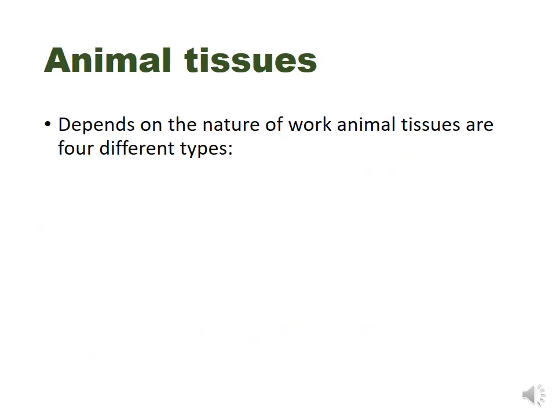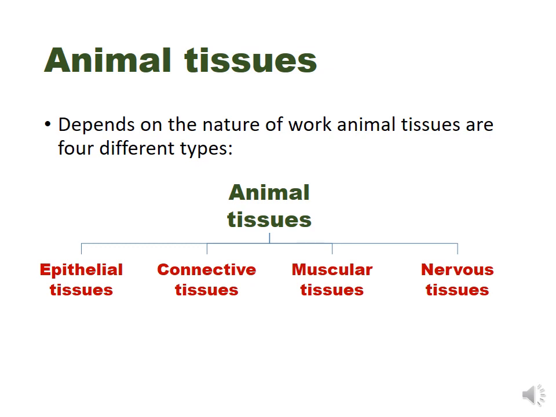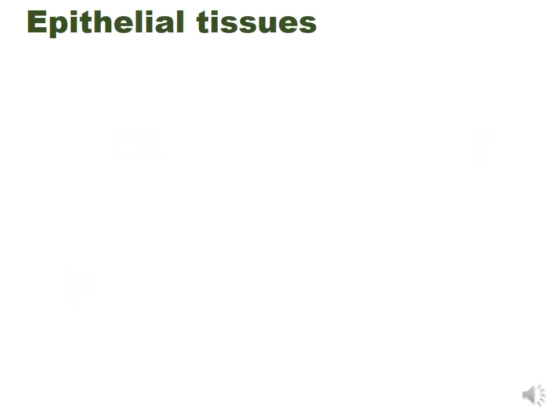Okay, now from this slide we are talking about animal tissues. Depending on the nature of work, animal tissues are of four different types. The first one is epithelial tissue, then connective tissue, muscular tissue, and nervous tissue. So let's talk about the epithelial tissue.